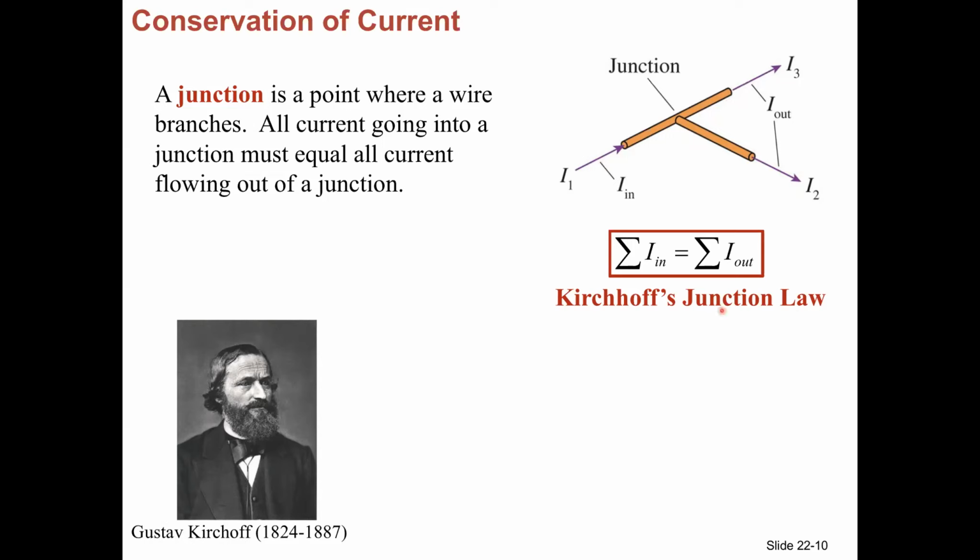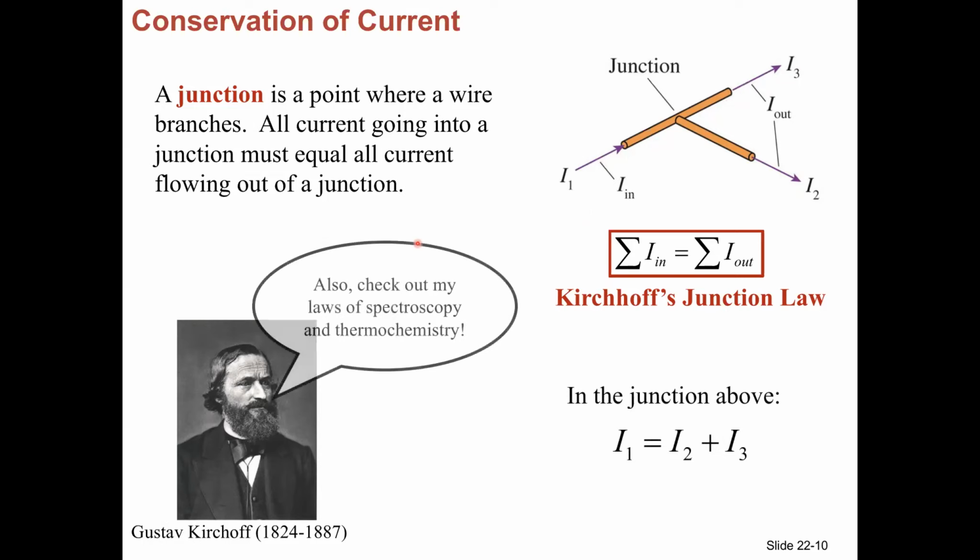So if you want to write this law out explicitly, it's add up all the currents going in to some system of wires. That has to equal all the currents coming out. So here, Kirchhoff's junction law, or conservation of current, would be written like this. So that is the first law of currents that we're going to need moving forward. Hopefully it's fairly straightforward.